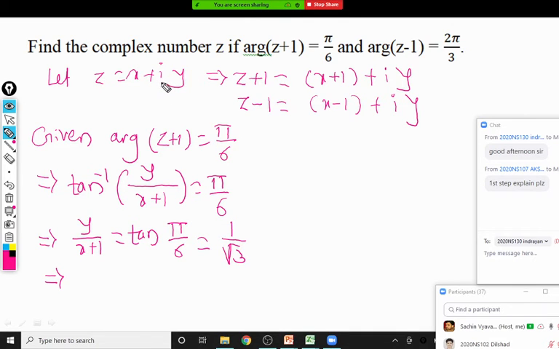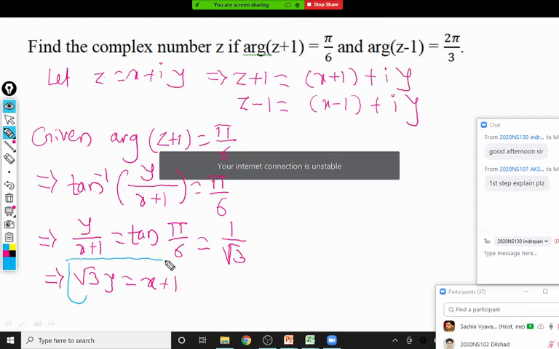Now we want theta for z plus 1. Argument of z is tan inverse y by x. Argument of z plus 1 is here. Clear? It's not a property, it's a formula. So let me cross multiply. Root 3y is x plus 1. So we got one equation here. I'll give this as equation 1.